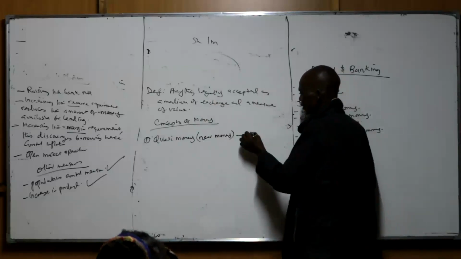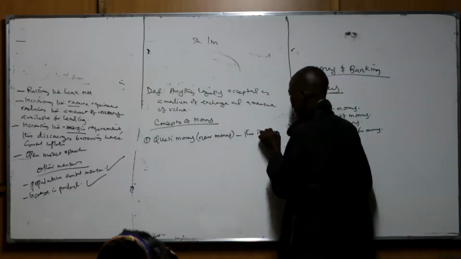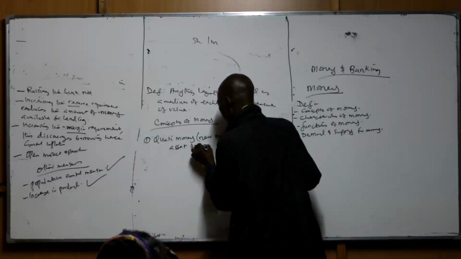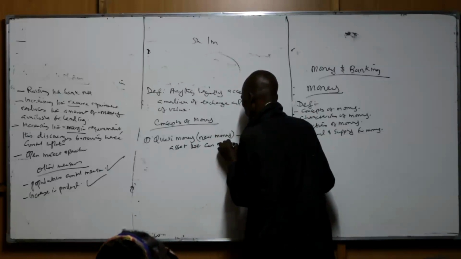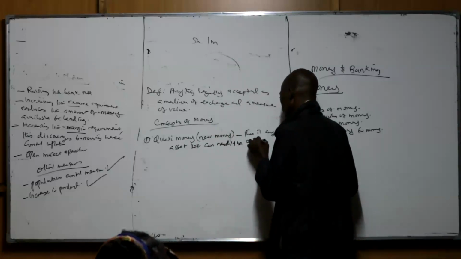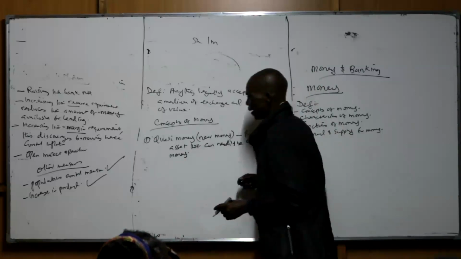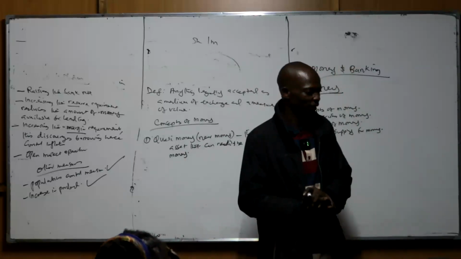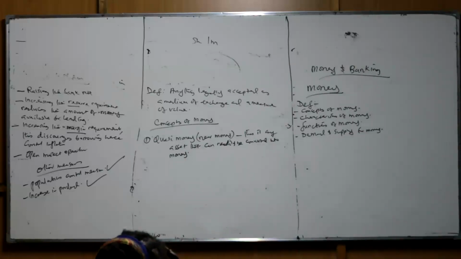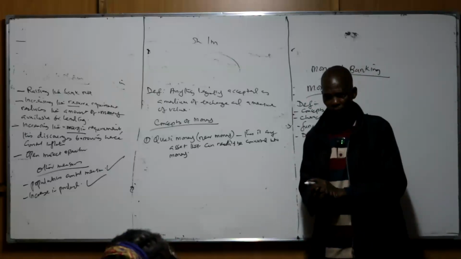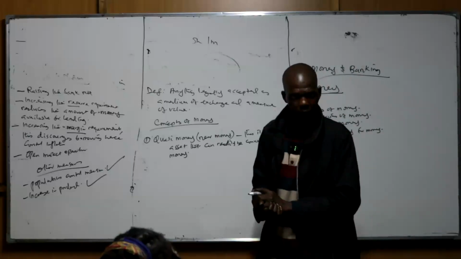Near money is any asset that can readily be converted into money. What is that asset? Is it a piece of land? Is it a building? A chair? What is this asset that can be converted into money? These are the bills.